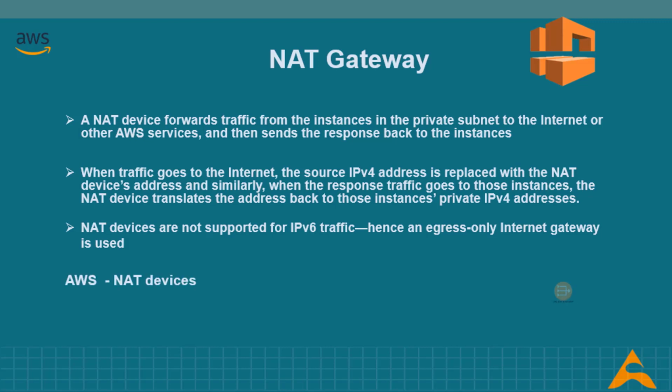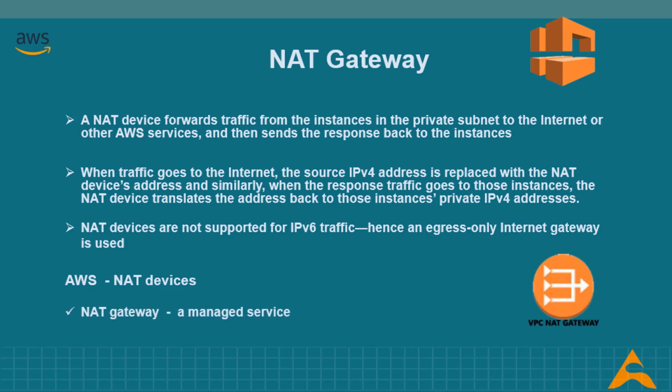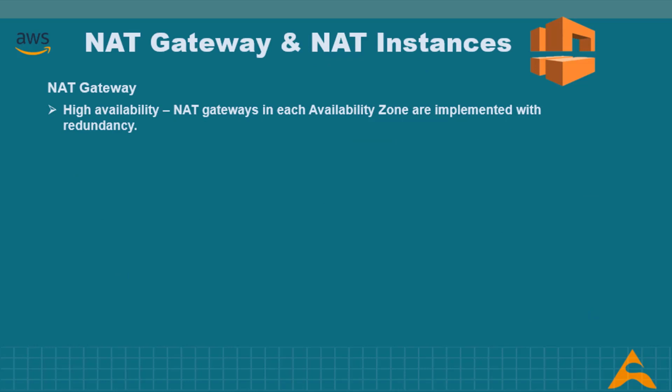AWS offers 2 kinds of NAT devices, a NAT gateway or a NAT instance. The NAT gateway is a managed service and does not require your administration effort, and it provides better availability and bandwidth than NAT instances, so it is recommended over NAT instances. NAT gateways in each availability zone are implemented with redundancy, hence it can always be ensured that it will be up and running. With the NAT instance, you have an additional maintenance overhead to ensure the instance is always up and running, hence you have to take care of the high availability feature.